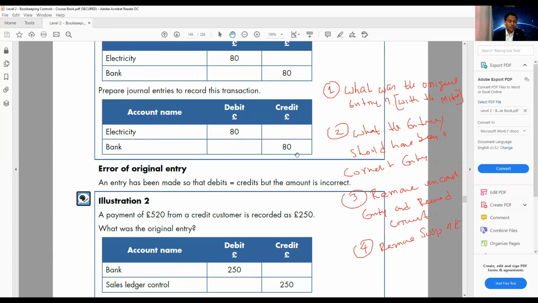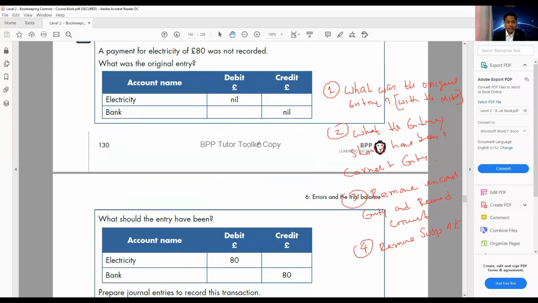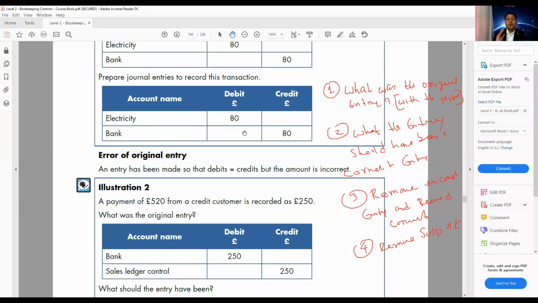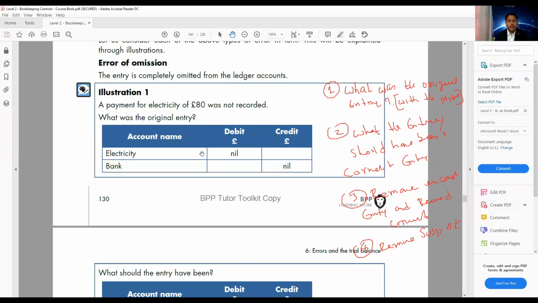So we don't have to remove anything. We haven't made any wrong entry here because we forgot, that's why I don't have to remove a mistake. If I have a mistake, I have to remove the mistake. Okay, this is error of omission. So if you forget something, that's how you can correct it. You find the mistake, then you find what the entry should have been, the correct one if you hadn't made the mistake. And the final one is record the correct one.